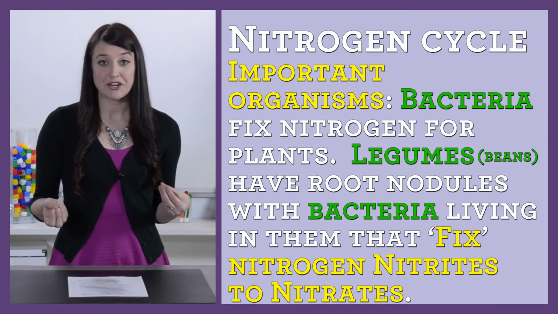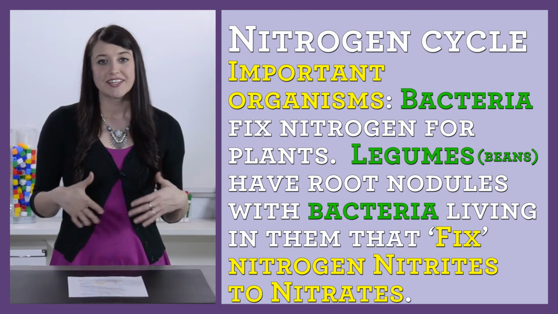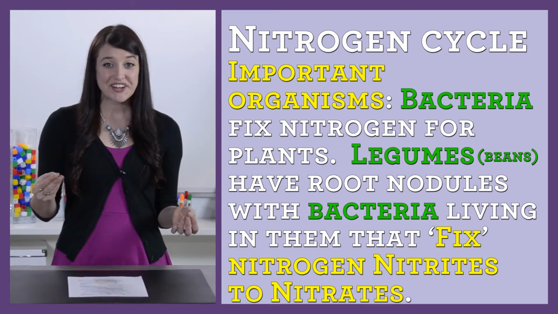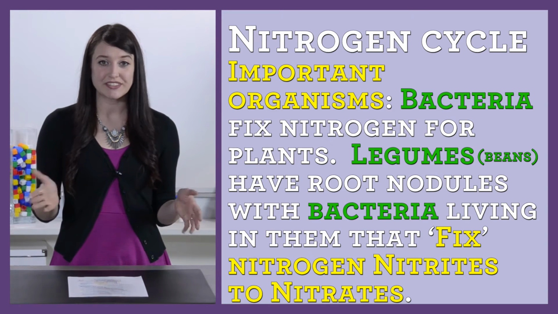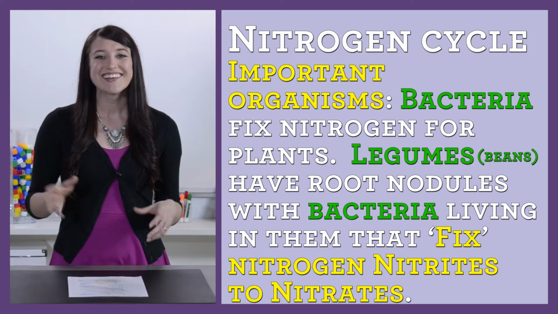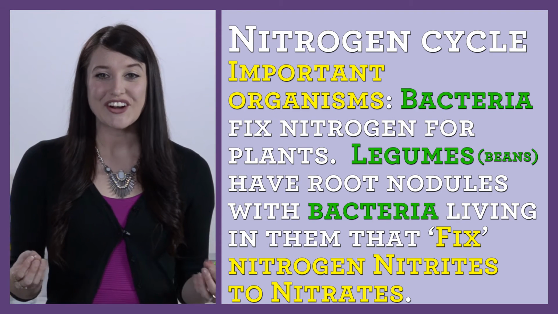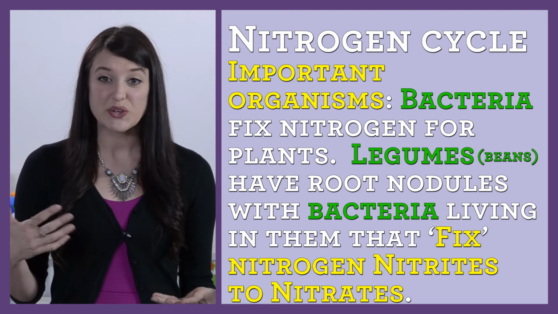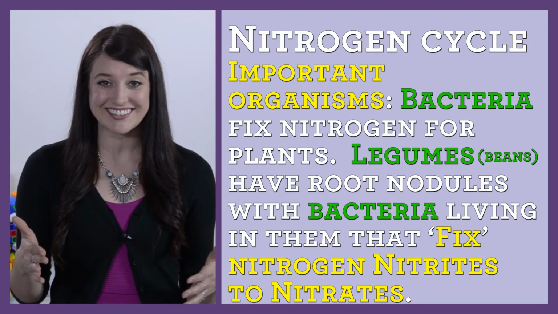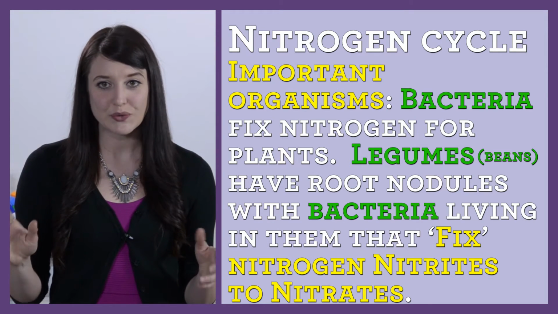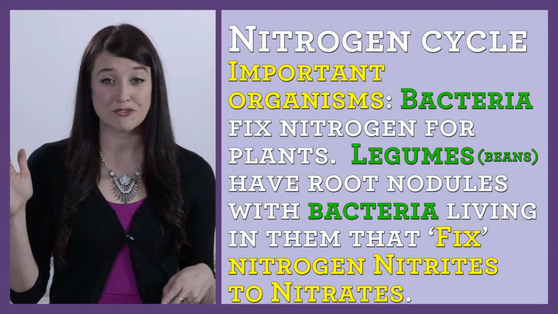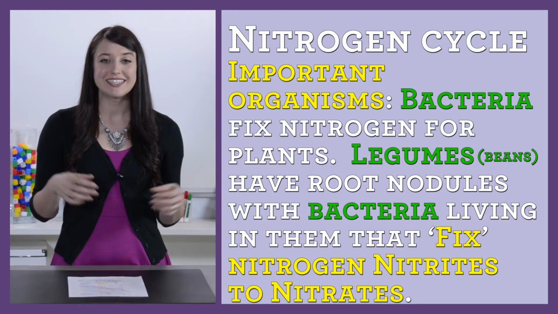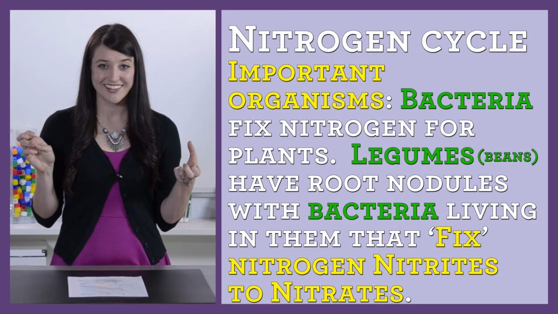There are some organisms that are important to this cycle. These organisms are bacteria and other decomposers, and the bacteria that are found in the root nodules of legumes or beans. These bacteria are used to convert nitrites into nitrates, and then are also used to convert these complex nitrogen molecules into nitrogen that is released in gas form into the atmosphere. Again, remember that these are called nitrogen-fixing bacteria.